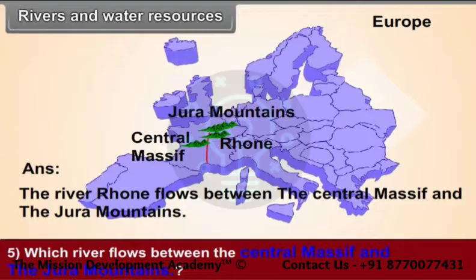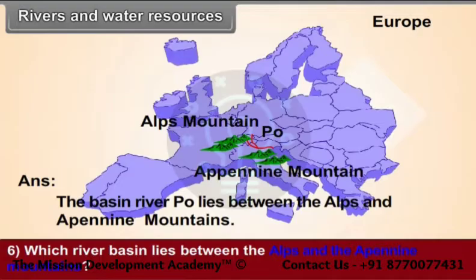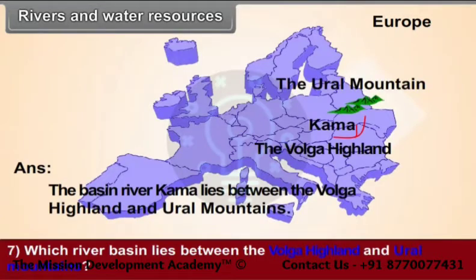Number 8. Canals are used for water transport in Europe. Name any four of them. Number 9. In the northern part of Europe, large number of lakes are formed by the work of glaciers. Name any three of them.